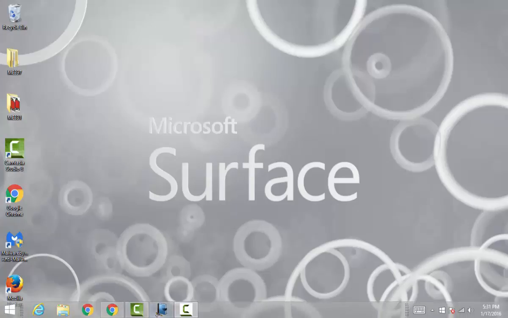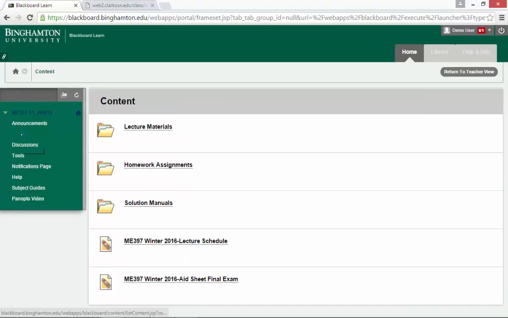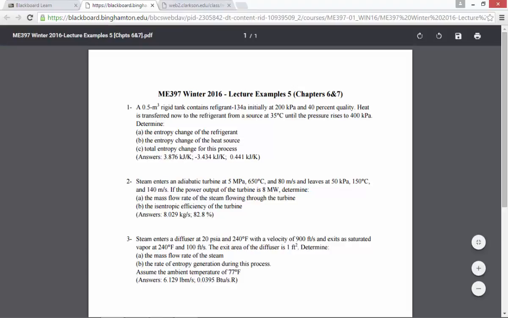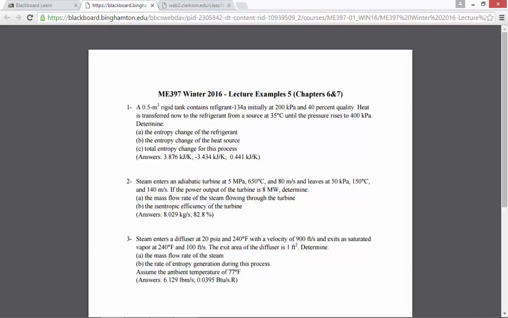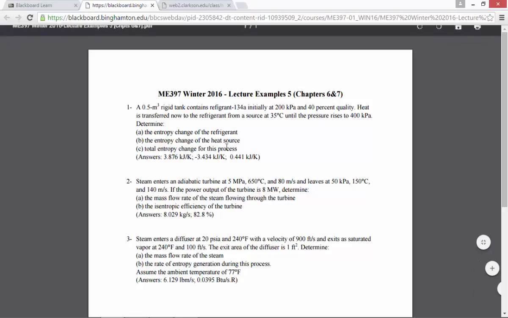So therefore, I picked this example for you, number one, which talks about, as you see in parts A, B, C, the entropy change of the refrigerant, the tank content, the entropy change of the heat source, and the entropy change for the whole process. So we're going to cover those three topics.